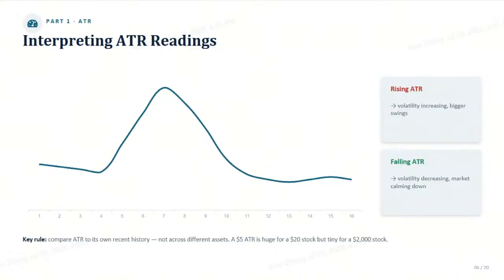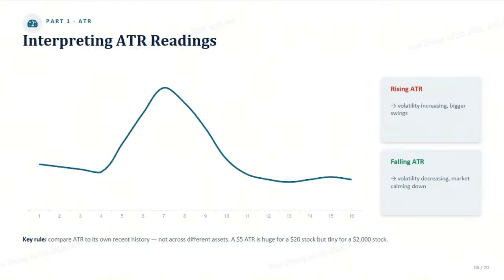A rising ATR tells you the market is becoming more volatile, bigger daily swings, often around news events, earnings reports, or periods of uncertainty. A falling ATR tells you things are calming down, prices coiling into a tighter and tighter range. Second rule, and this trips up a lot of beginners, ATR numbers are not comparable across different assets.